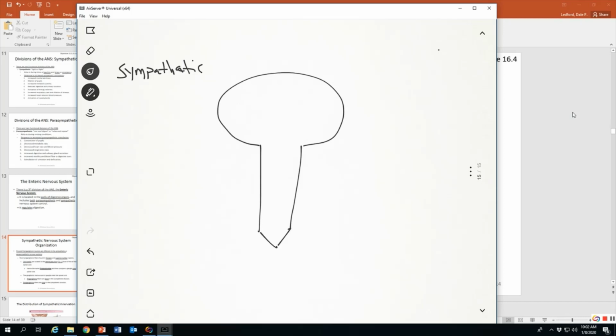And then what we're going to do is right on this side, I'm going to write sympathetic. And over here, I'm going to write parasympathetic. Okay. Now, brain.